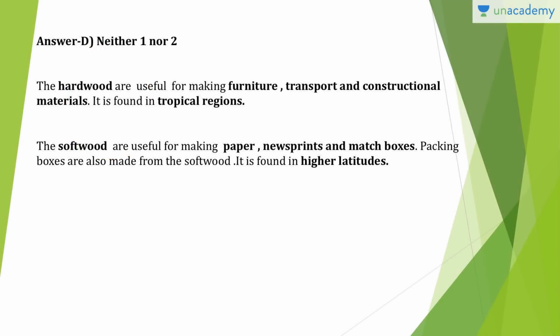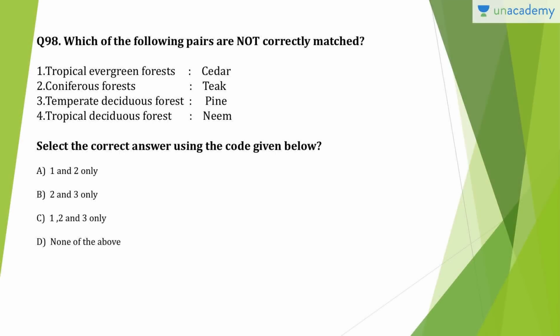So the hardwood is useful for making furniture, transport and constructional material, and it is often found in the tropical regions. On the other hand, the softwood are very useful for making paper, newsprint and matchboxes, and packing boxes are also made from the softwood, and it is found in the higher latitudes. So answer here is D, neither 1 nor 2.